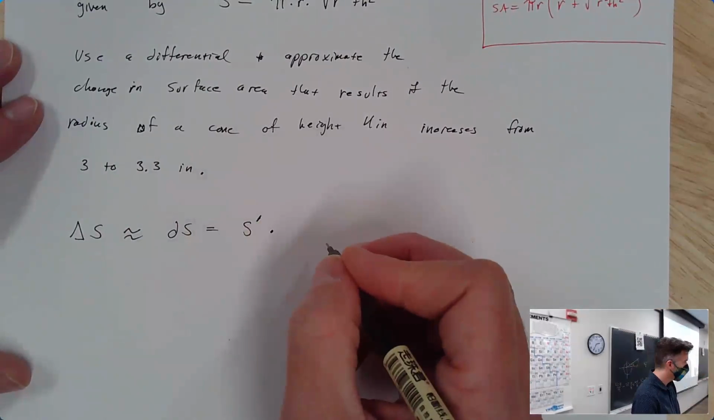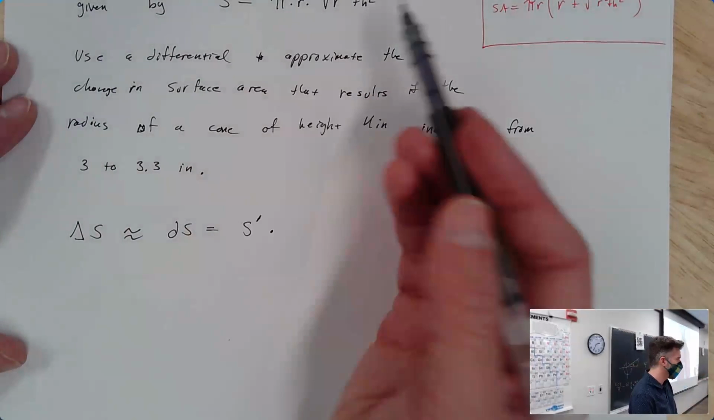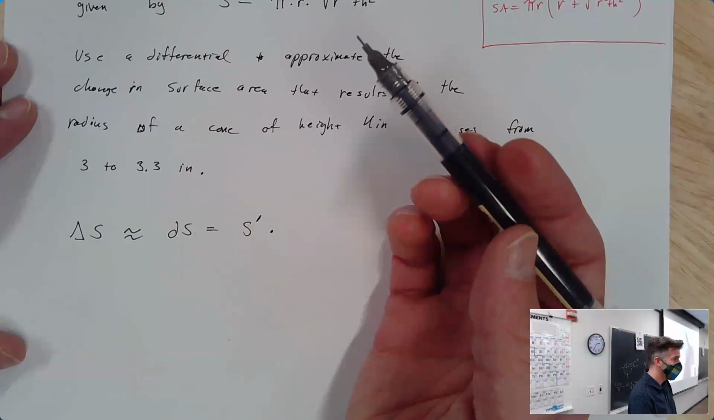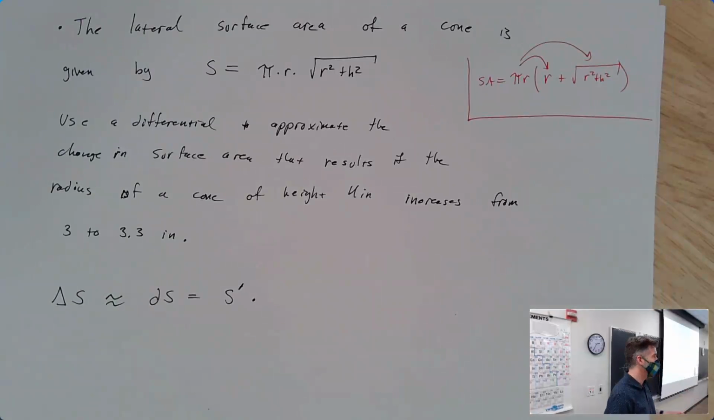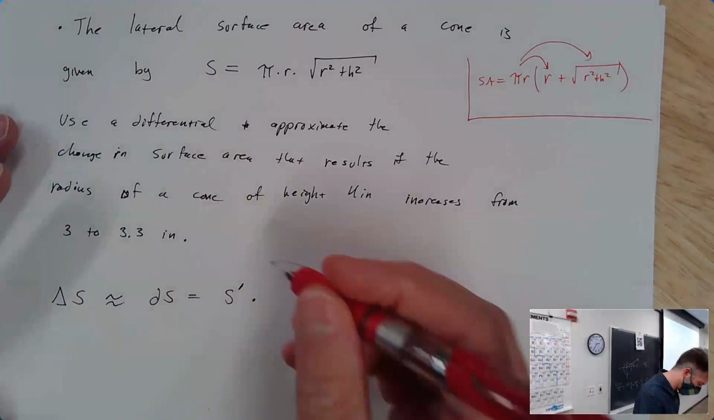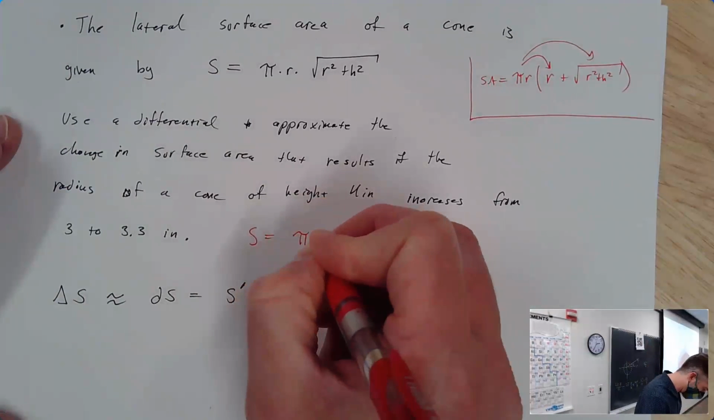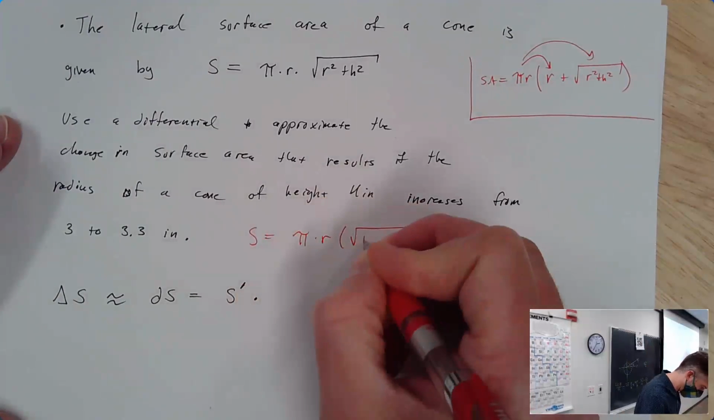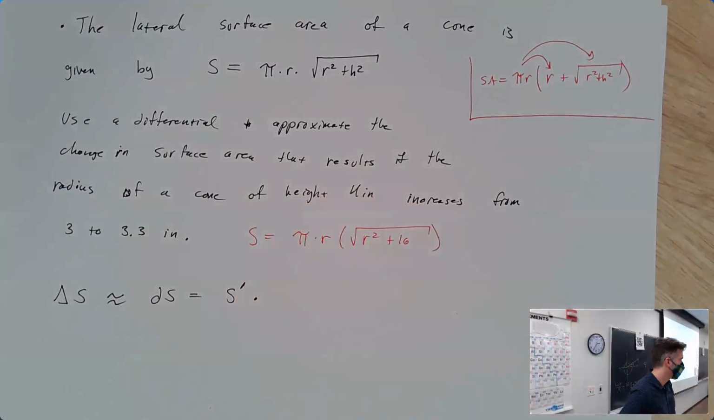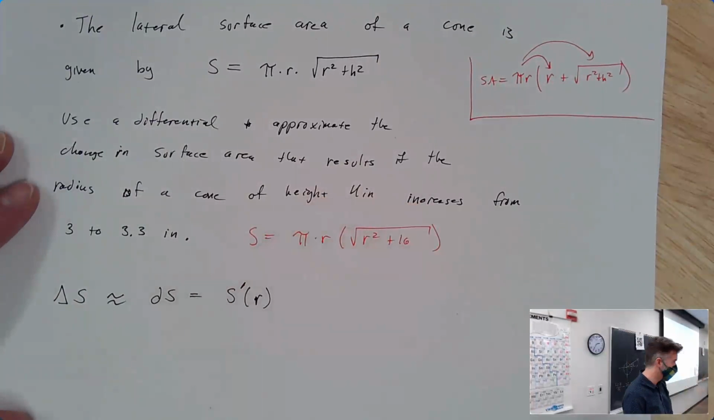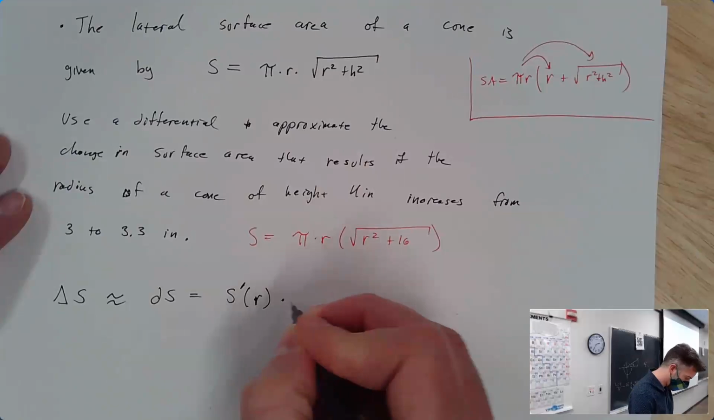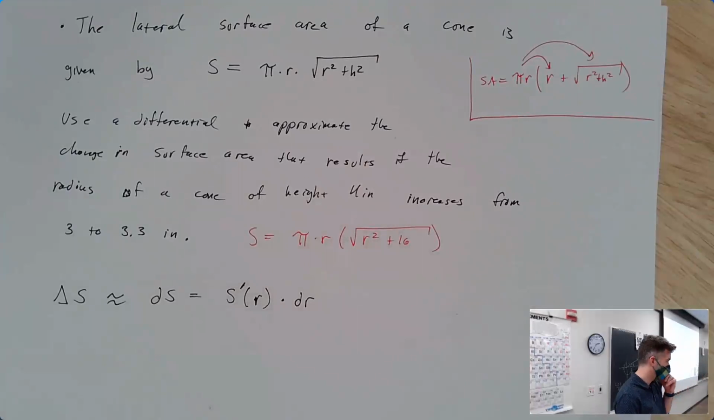times. So now we have to be a little bit careful because this is a function of two variables. But really it's not, because in this setup we're saying that the height is staying constant. So really, I should take a moment and say my surface area equation for this particular problem is pi times r times the square root of r squared plus 16, because height is 4, and 4 squared is 16. So then this differential is really going to be s prime of r, the derivative as a function of r, times dr, or delta r. So that's what we're figuring out here.